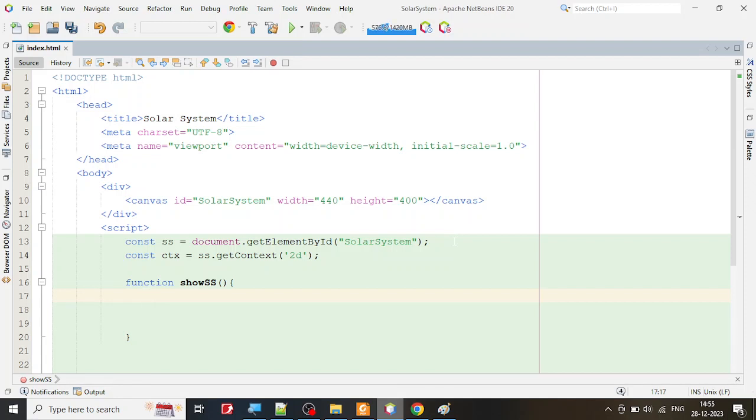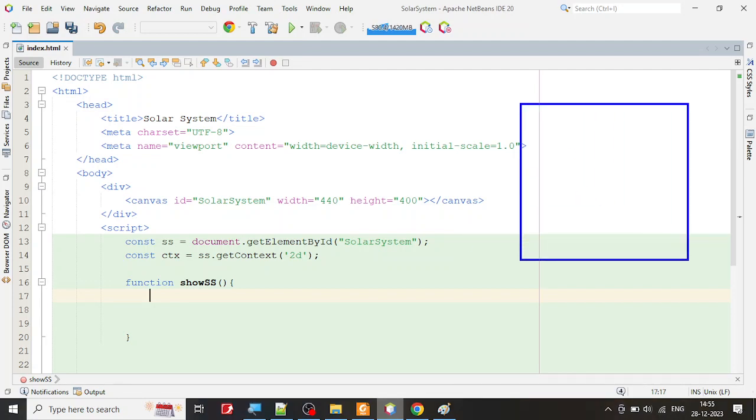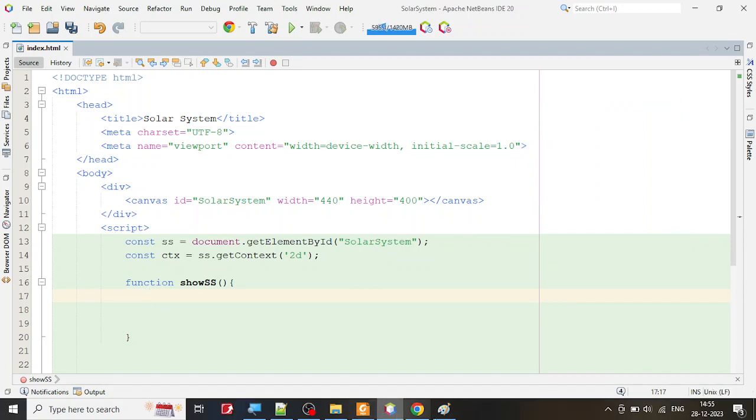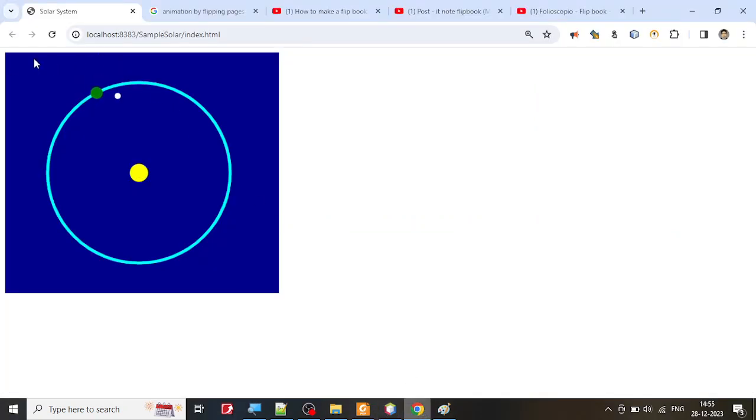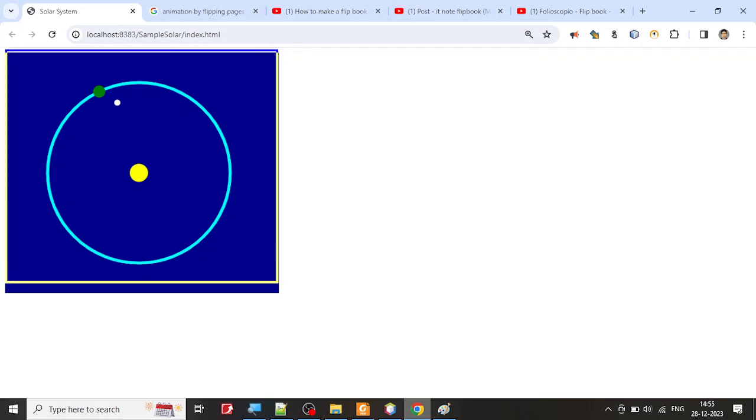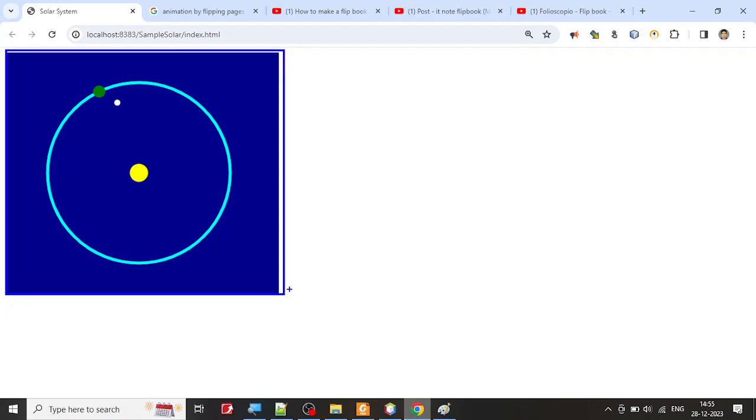Let me see what we have. We have this canvas, and we need to clear all the elements. Before we draw anything on this canvas, if you see this blue colored thing over here, before we do anything, let me change the color. Before I do anything, I'm going to first clear all its content and fill it with blue color. So how do I do that?